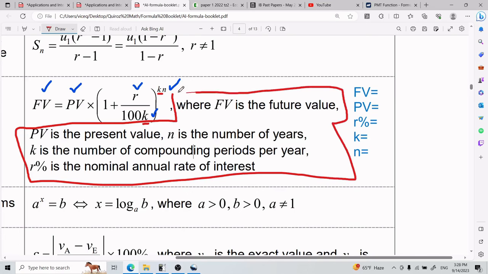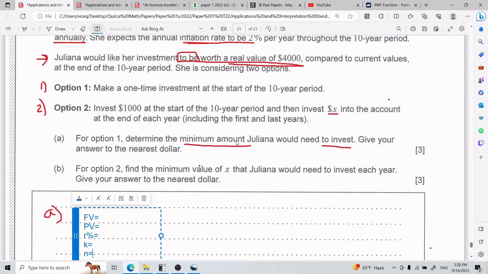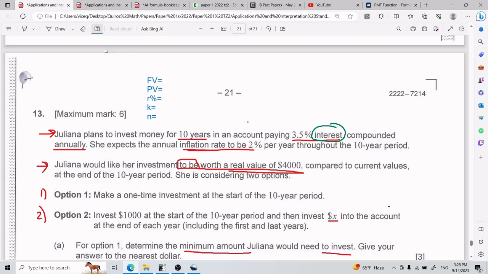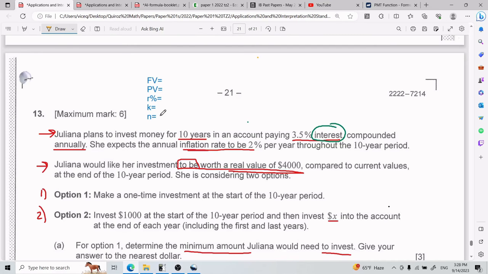So let's see it in action. If I plug it in like that, what is FV? What is PV? What is r? What is k? What is n? Just by context, let's figure it out. Let's read it again, knowing the compound interest formula, and see what we fill in as we go. Juliana plans to invest money for 10 years. One of these was years. Which one was it? n is the number of years. So n is going to be 10. Cool. Let's keep going.